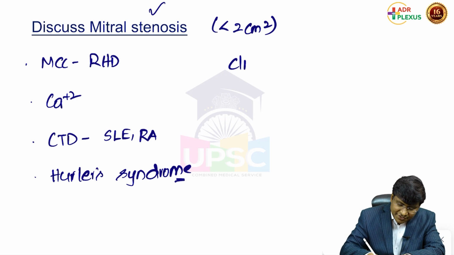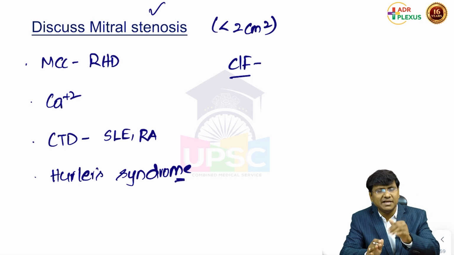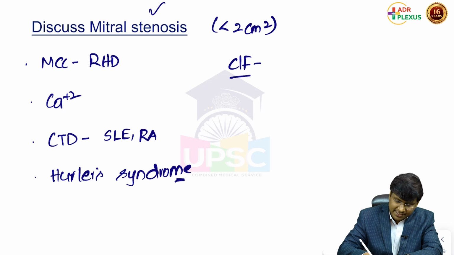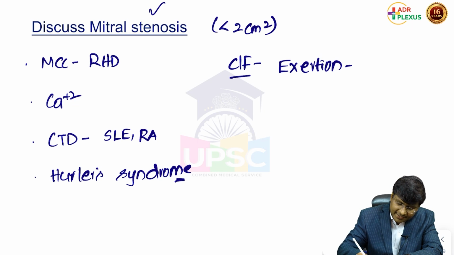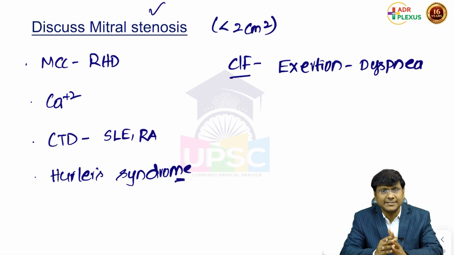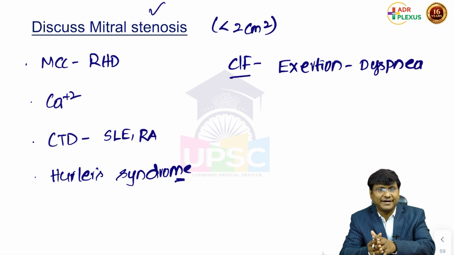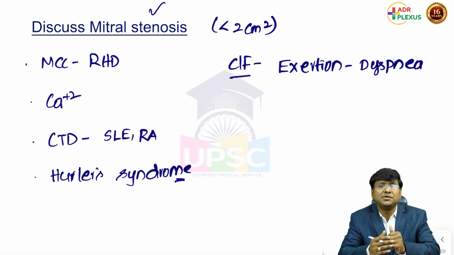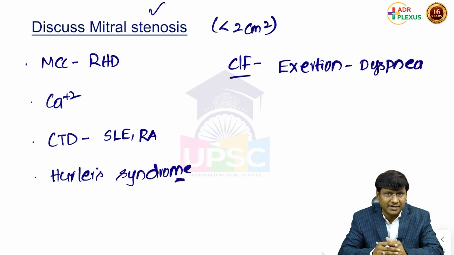Then what will be the clinical features in patients with mitral stenosis? In mild to moderate mitral stenosis, usually they are asymptomatic. It is only on exertion that these patients will have dyspnea, okay? In mild to moderate mitral stenosis, only on exertion you will have the development of dyspnea, right?